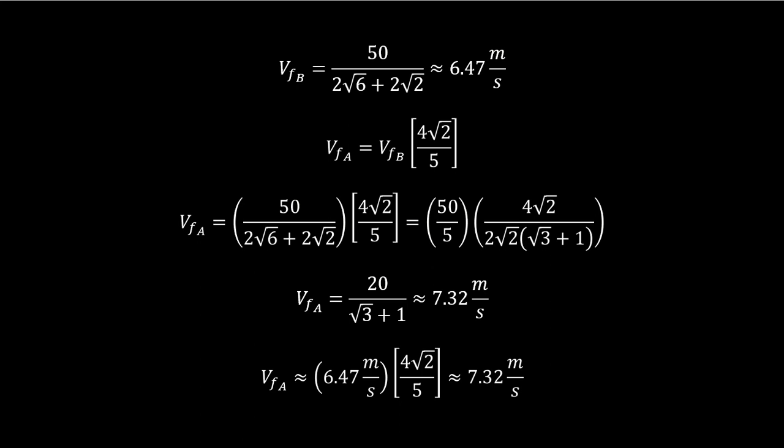So for the final answers, we got final velocity of B is approximately 6.5 or 6.47 meters per second, and the final velocity of A came out to about 7.32 meters per second, or their equivalent values of irrational ratios. But you're welcome to simplify to use approximate values up to a few decimal places to solve for the other unknown, just for lecture.